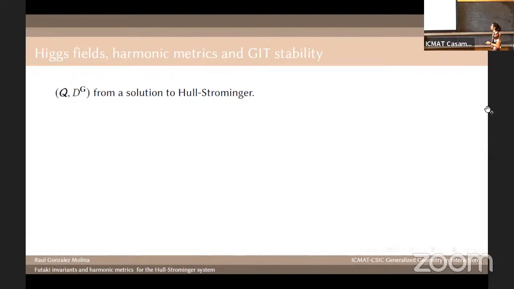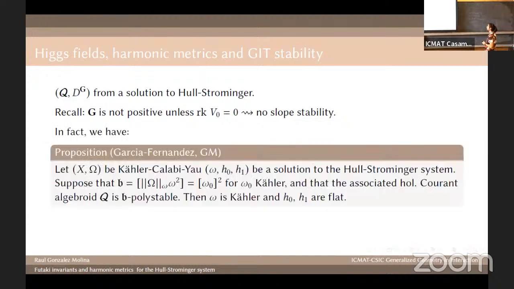Then in this part of the talk, I will assume that I have a solution to the Hull-Strominger system, and I consider the holomorphic current algebroid associated. Okay. So recall that the metric I constructed is not positive, unless I drop one of the bundles. So I cannot speak of slope stability, at least in the most classical sense, because the Donaldson-Uhlenbeck-Yau theorems only apply for positive metrics. Okay. So in fact, we have this result.